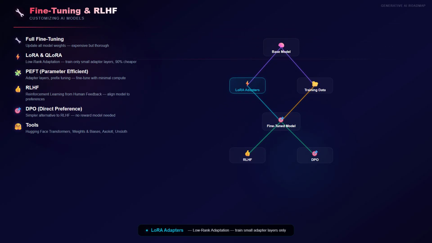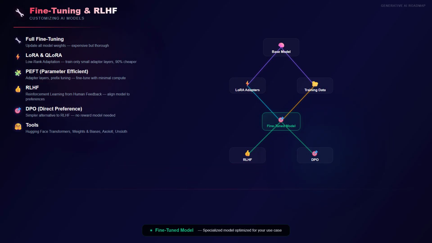LoRA and QLoRA are game changers. Low-rank adaptation freezes the base model and trains only small adapter matrices. This reduces trainable parameters by 90% and memory usage dramatically. You can fine-tune a 7B model on a single GPU. PEFT, or parameter-efficient fine-tuning, includes techniques like prefix tuning, adapter layers, and prompt tuning. These methods achieve near full fine-tuning performance at a fraction of the cost.